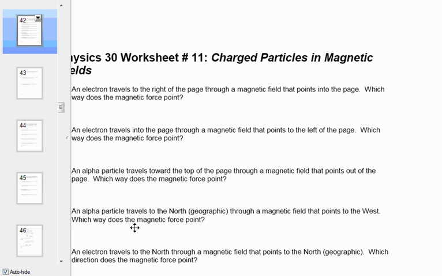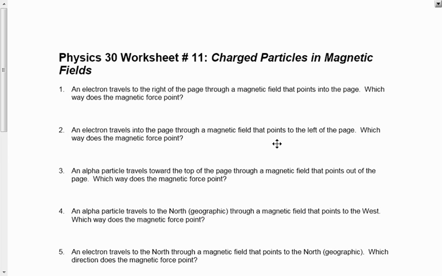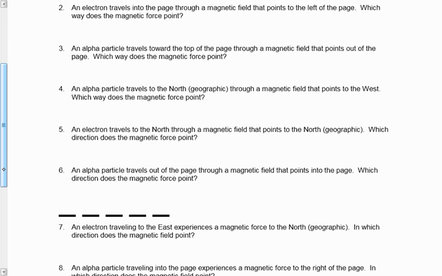Let's bring up the blank copy of it here now. And number 4 says an alpha particle. So right away we see that if it's in the context of magnetic fields, then we know we're going to have to use a hand rule, whatever hand rule it happens to be. And since it's an alpha particle, we're going to use our right hand rule.